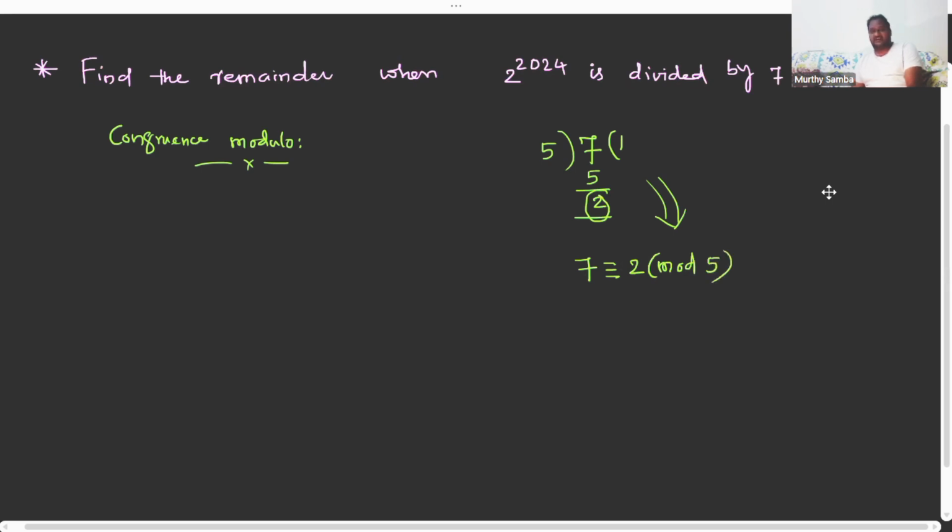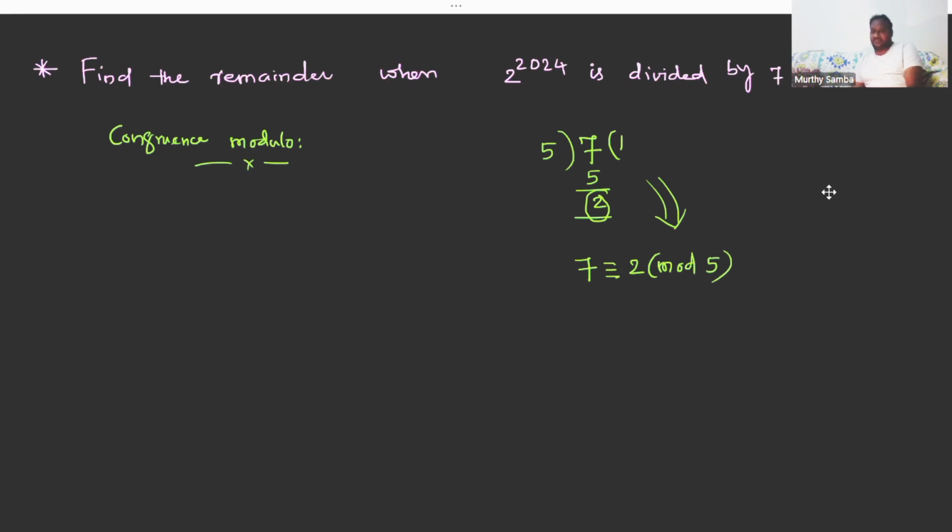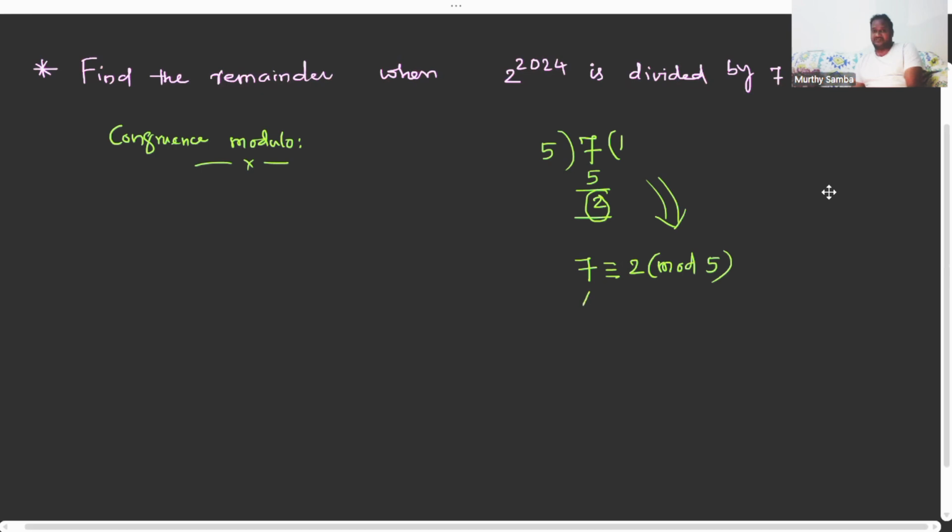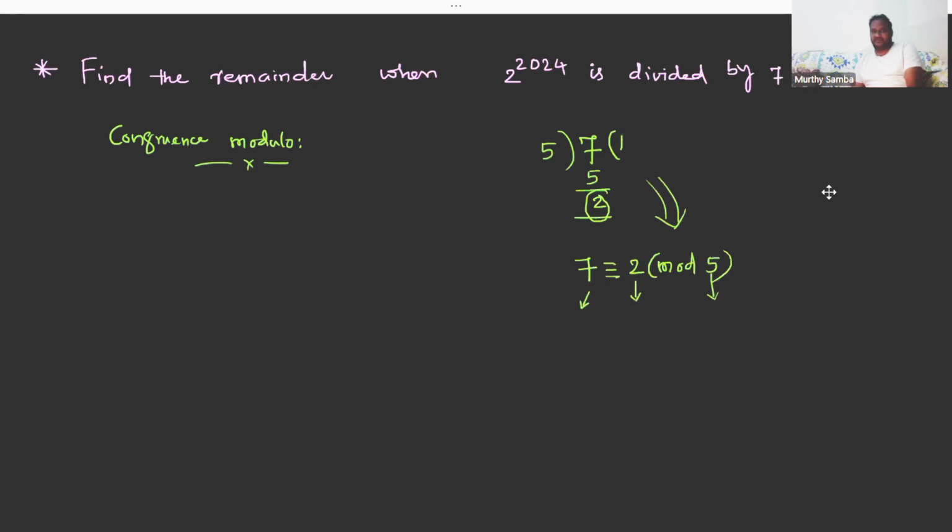So you can express any division with the help of congruence modulo. Here 7 is the dividend's place, this 2 is the remainder's place, and this 5 is the divisor's place, right? We are not going to involve the quotient anywhere in our congruence modulo. You understand? So 7 is congruent to 2 modulo 5.